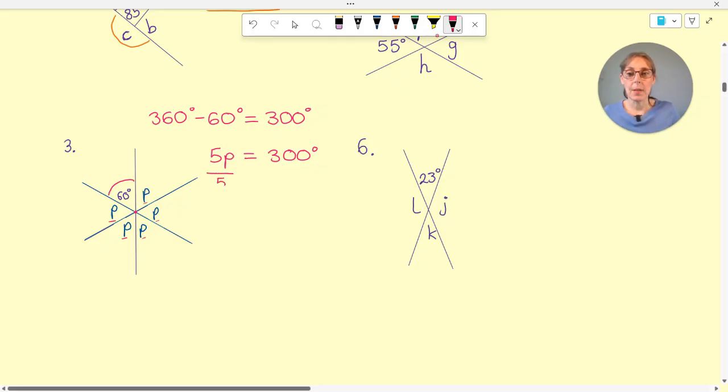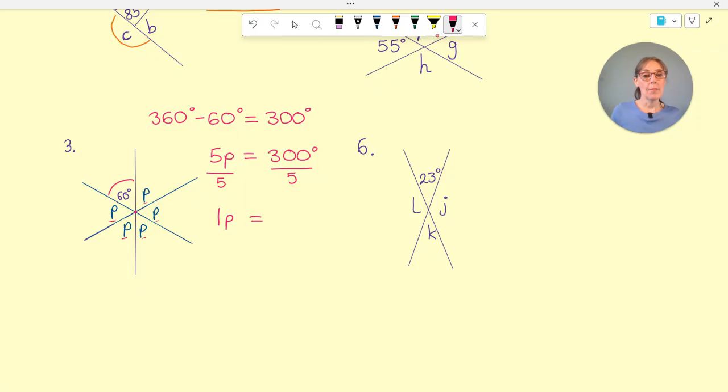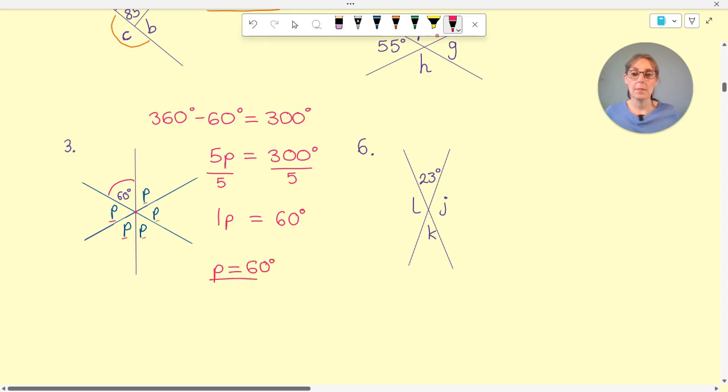I can actually divide by 5 both sides. And 5 divided by 5 is 1, so that leaves us with 1p. And 300 divided by 5, well, I know 30 divided by 5 is 6. So 300 divided by 5 is going to be 60. So they're all the same. So 6 sixes are 36 and 6 sixties are 360. So P is equal to 60 degrees.